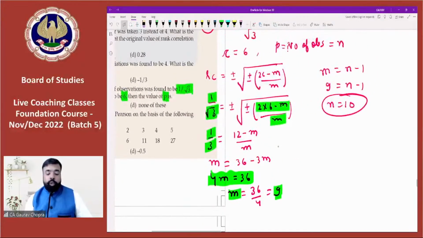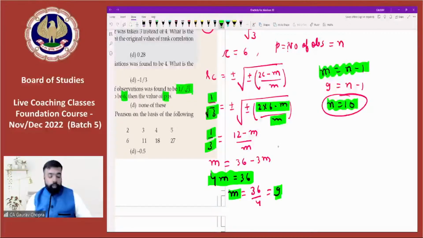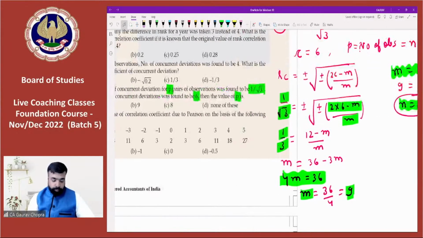So M is equal to 9, but we don't require M. Our requirement is the number of observations, that is N. So M is equal to N minus 1. So 9 plus 1 becomes 10. So 10 is the number of pairs of observations. Okay, this we are done.